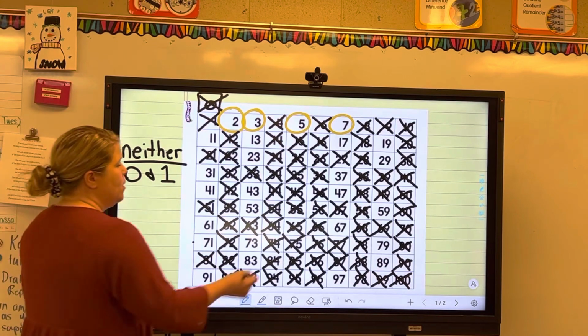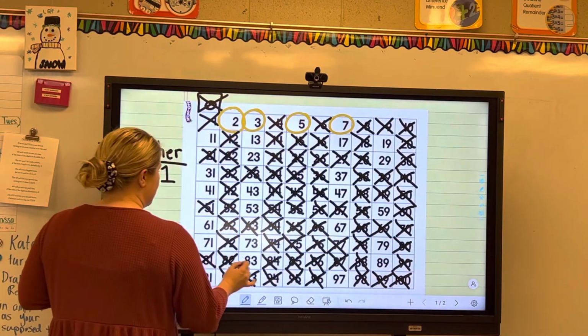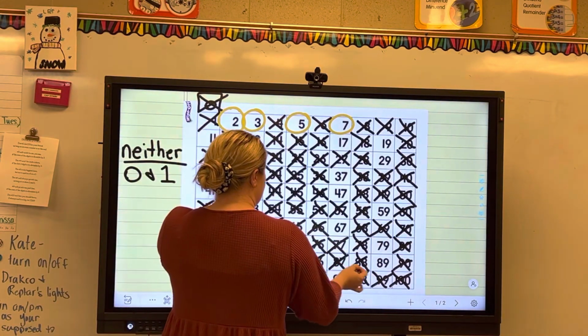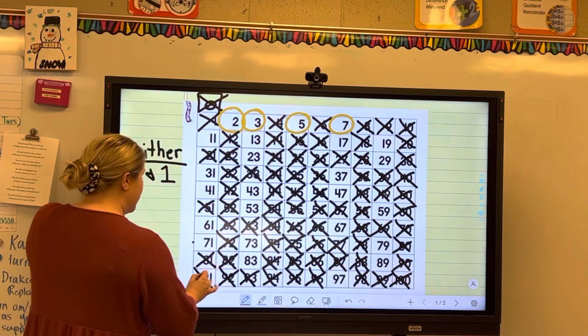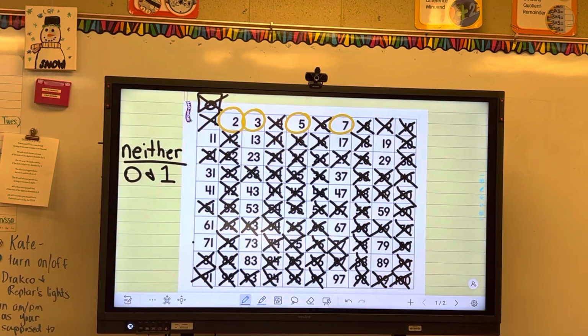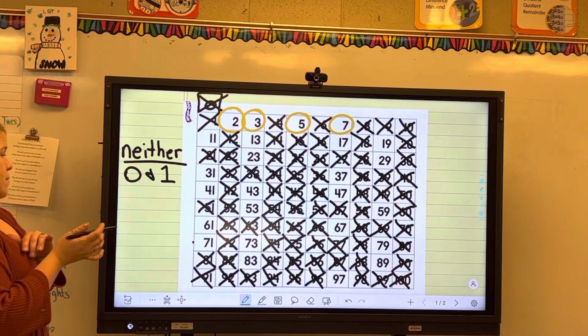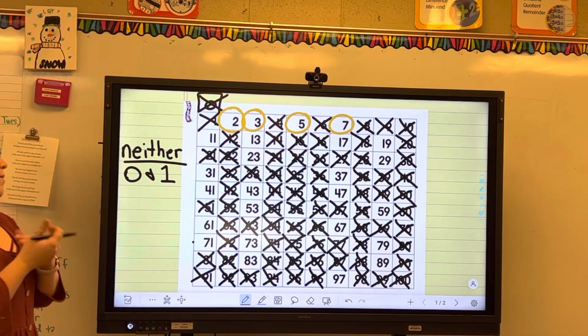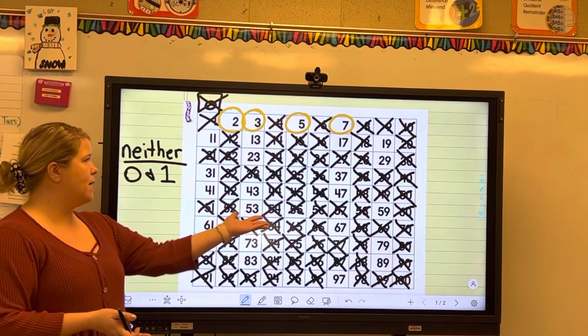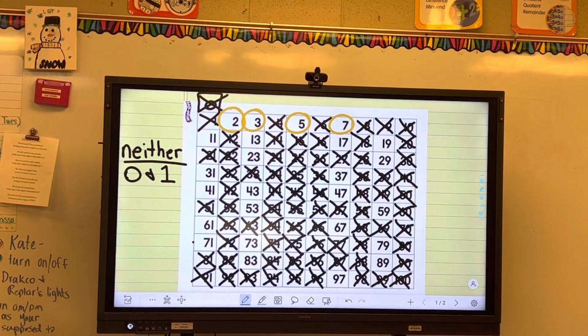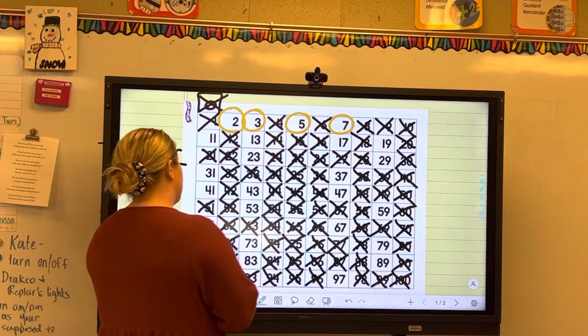All right, so 1, 2, 3, 4, 5, 6, 7. Again. Mark out 91. And then we know 91 plus 7 is 98, and it's marked out. We're getting close. All of my multiples of 8 have been marked out because all multiples of 8 are even.